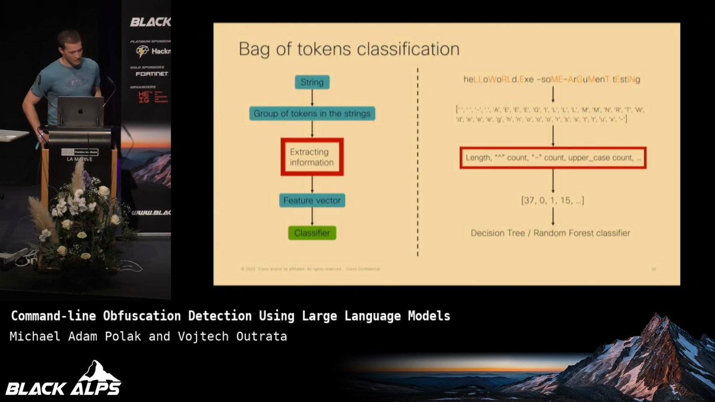Right. So on the left-hand side, you have the general procedure that you would follow in this kind of classification, and on the right-hand side, you have an example. First, let's go through the general procedure. Your input is a string of the command line, which you first split into a group of tokens. Then you need to extract some information on top of that. So you would want to characterize what you actually have on the input.